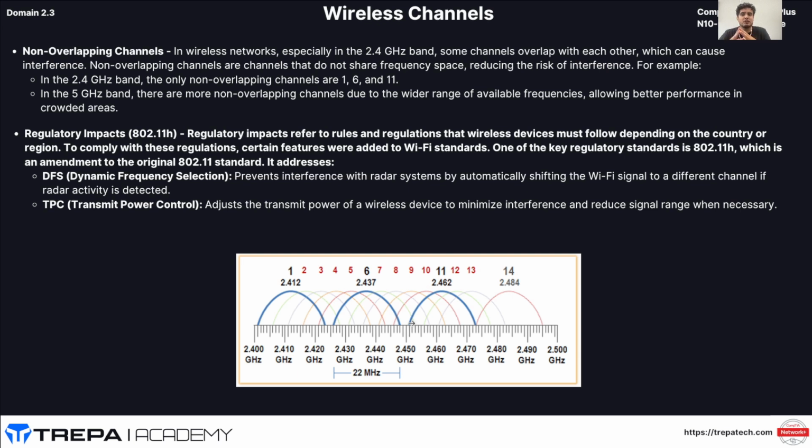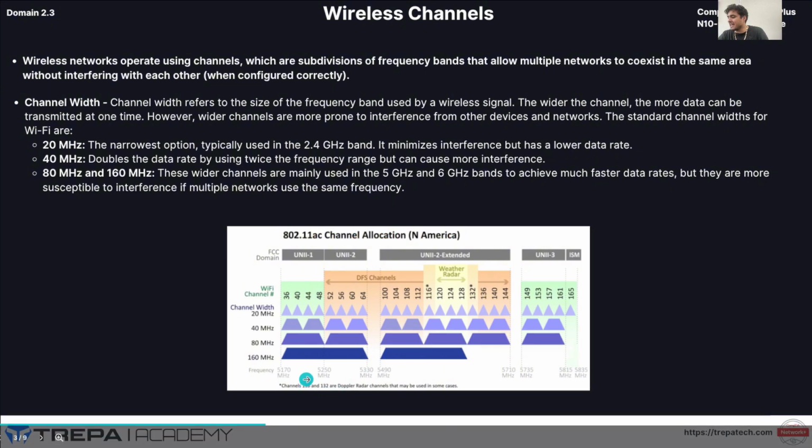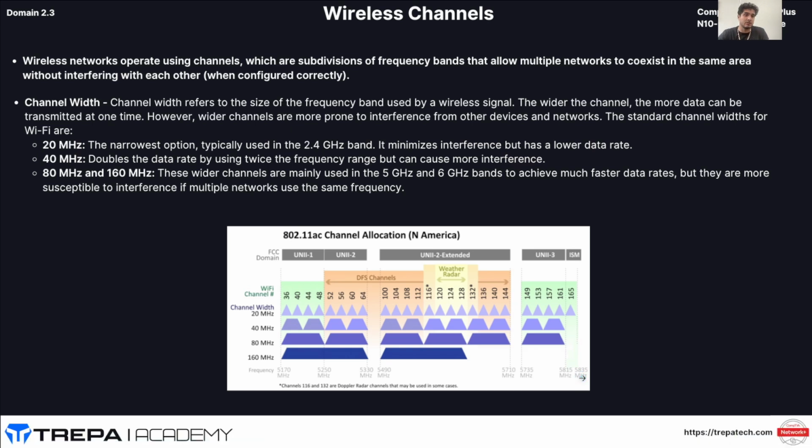In the 5 gigahertz band, there are more non-overlapping channels due to the wider range of available frequencies, allowing better performance in the crowded areas. So what we're saying here is that in the 5 gigahertz, we start from 5 to about almost 6 gigahertz, or 5,000 megahertz to almost 6,000 megahertz, right?